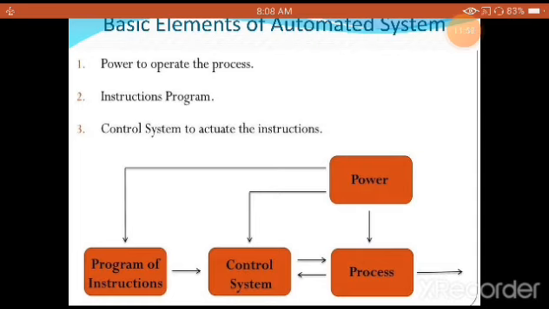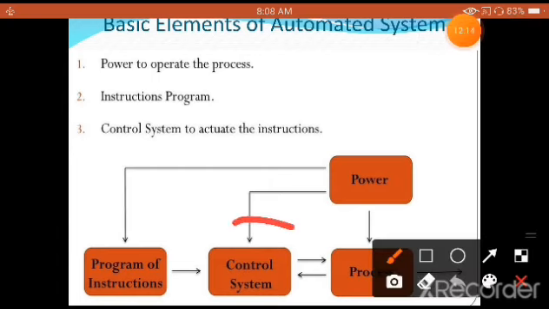The first one is we require to have power. Without that we cannot proceed with the operation or the process to be carried out. The second important requirement is the program of instructions, to direct the process. And the third one is a control system to actuate the instructions. This is very, very important. If everything else is there, but this is not present, then the process cannot be carried out.